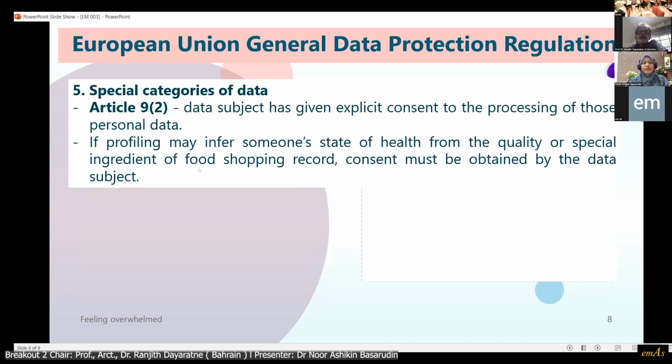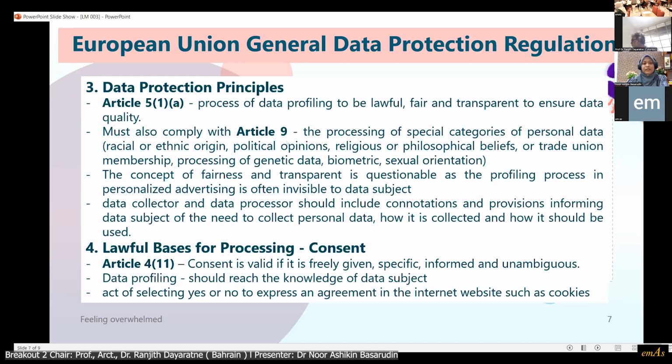The next one is on the special categories of data, which fall under Article 9. When the data controller or data processor wants to process information related to racial or ethnic origin, political opinions, religious or philosophical belief, trade union membership, genetic data, biometric data or sexual orientation, this is the sensitive case whereby informed consent really needs to be obtained.